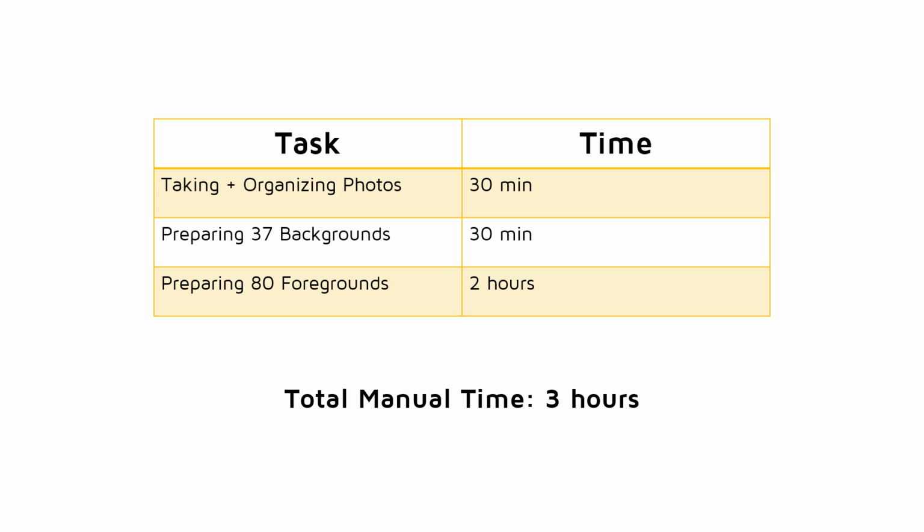In terms of time, it took me about 30 minutes to take and organize the photos that I used, about 30 minutes to prepare the 37 background images I used, about 2 hours to prepare the foreground, so that means cutting out those little weeds, and 2 hours was about my limit for when I started to get really tired and wanted to stop. So it took me about 3 hours total of manual time to create this data set.